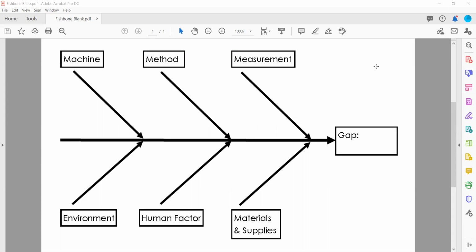So today I wanted to talk briefly about the fishbone diagram. You can see that pictured here. Basically, the fishbone diagram is a brainstorming tool. It can be very helpful in being able to determine all the potential causes for a particular effect that you're experiencing within your process. And typically, the effect is stated as a gap in performance.